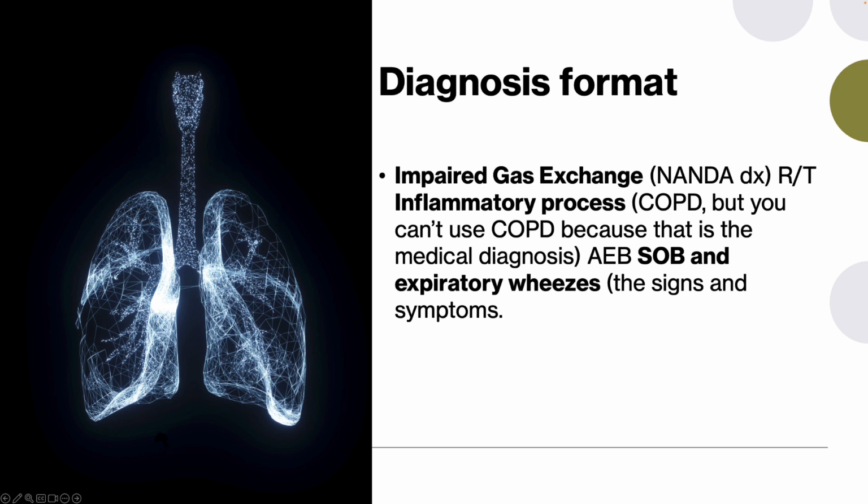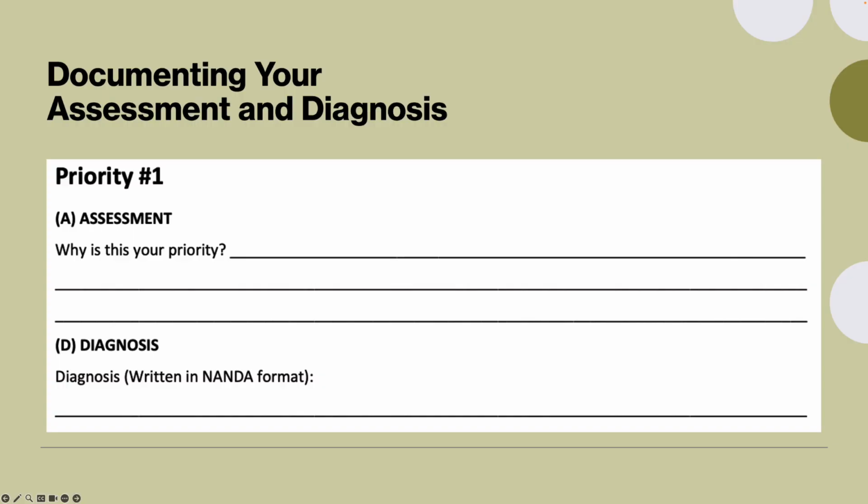So the diagnosis format, or the NANDA format, is impaired gas exchange related to inflammatory process, as evidenced by shortness of breath and expiratory wheezes. And then you can take that and put it back onto that diagnosis portion and just write it out in that format.